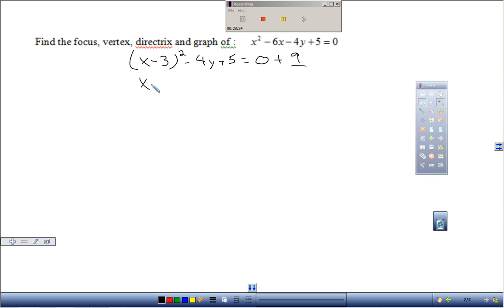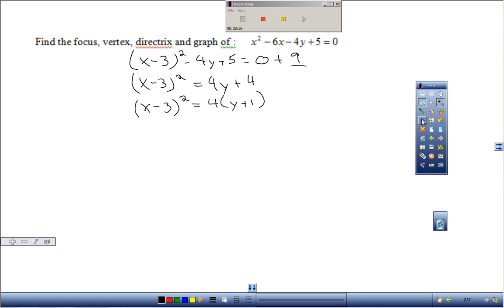Now what I want to do is bring everything except this (x minus 3) squared over to the right side of the equation, so I get (x minus 3) quantity squared equals 4y, and I'm going to subtract 5 from both sides, plus 4. What's nice about that is now I can factor out a 4 from this, 4 times (y plus 1). Now this is in the standard form, the directrix focus form of the parabola that we've been working with.